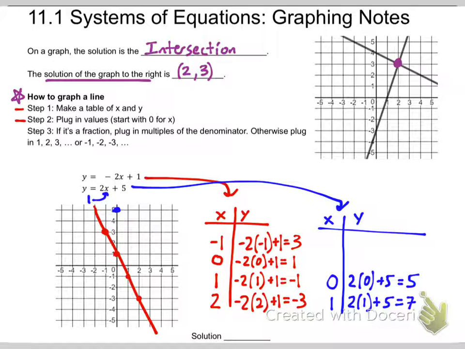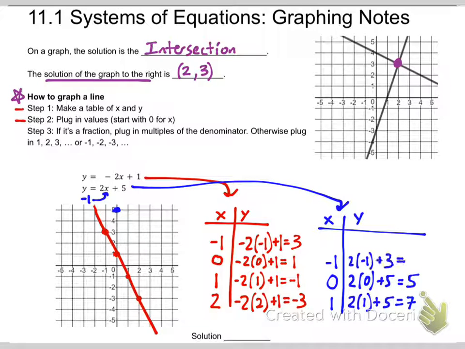Uh-oh. I cannot graph 7 because 7 is too high. So what I need to do is stop going in the positive direction, turn around, and try some negative numbers. I know that 2 is going to be even higher, 3 is even higher, 4 is even higher, so let's not do any more there. Let's go back to negative 1 and try that.